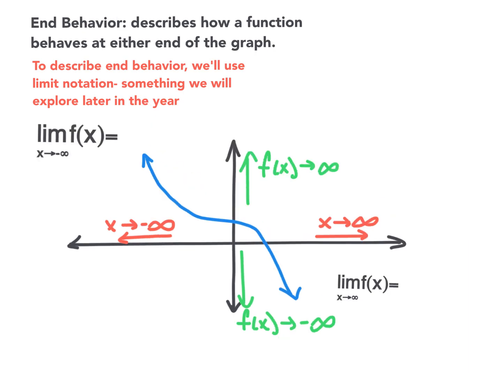All right, and so here's the notation. The limit as x goes to negative infinity of f of x. Well, all that means is as x goes left, which way does y go, up or down? Well, as the x values go left, these y values are going up to positive infinity. So over here with the limit as x goes to infinity, so as x goes right, which way do the y values go? They go down to negative infinity.